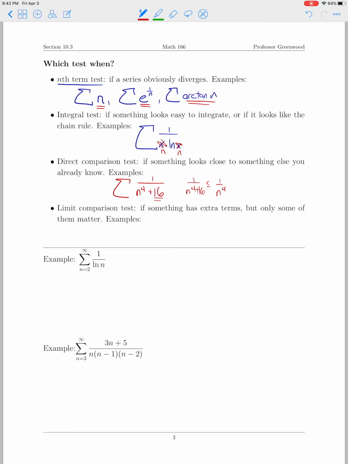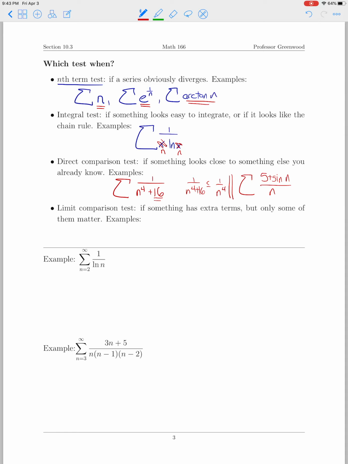Another type of example where the direct comparison test is essential to use is whenever you have a term that oscillates. And so, for example, if I had the sum of 5 plus sine of n over n, then I can compare this to either 4 over n or 6 over n, depending on which one's going to be more convenient. In this case, it would be better to compare it to 4 over n because 4 over n diverges, and so therefore this one, which is at least as big, has to diverge as well.